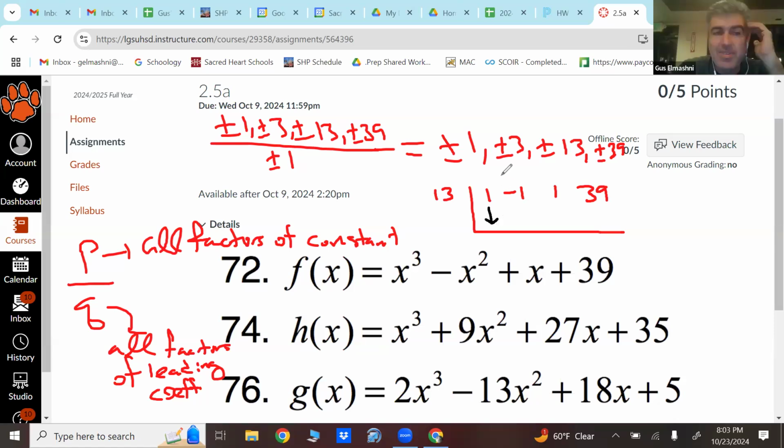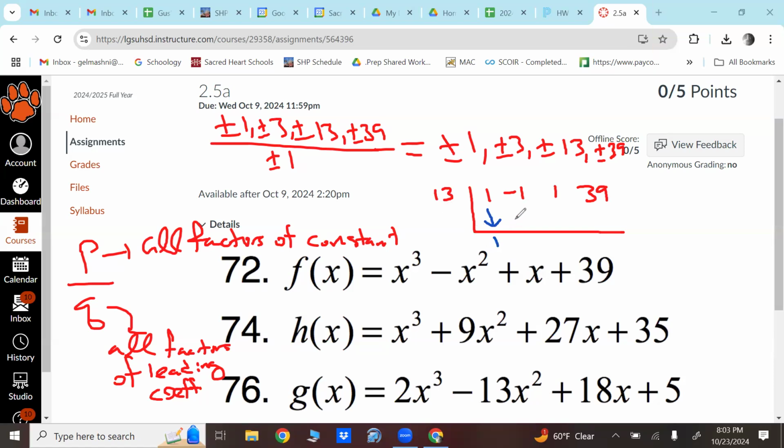The way it works, you put all the coefficients inside that little L-shaped thing, and the number that you think is an x-intercept, you put on the outside. The first number is a 1, because that's the coefficient of x cubed. You bring it down. Let me do it in color so it stands out. You multiply 13 by 1. What's 13 times 1? 13. Good.